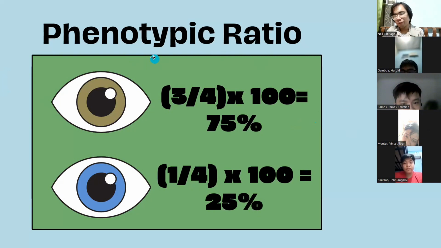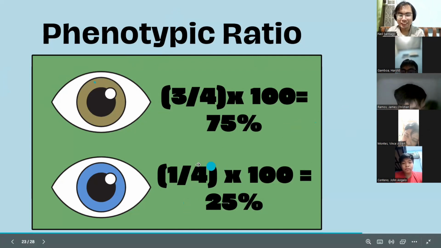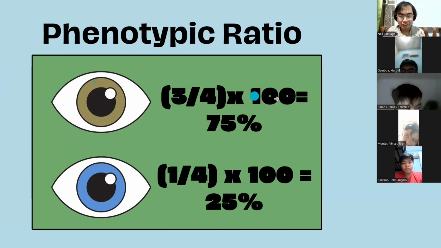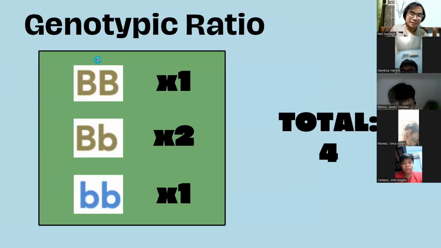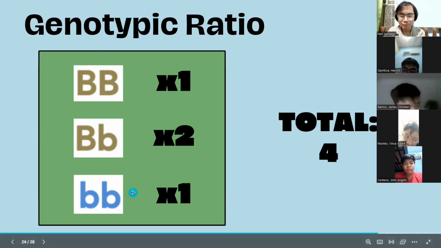So according to this, from the problem earlier, there is a 75% chance for the parents to have a child with brown eyes and 25% to have a child with blue eyes. This is the phenotype. However, the genotype is the internal factors affecting the trait. So regardless if the children have similar phenotypes of brown eyes, they can have different genotypes. The genotype is the internal working of a trait or characteristic. In our problem, we have gathered 1 homozygous dominant, 2 heterozygous, and 1 homozygous recessive with a total of 4.